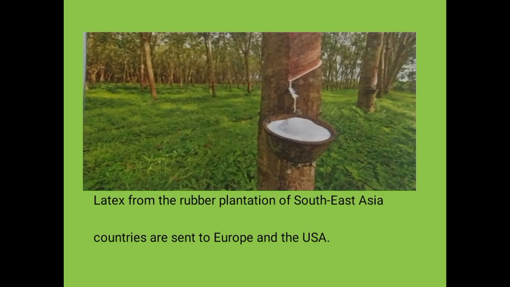Similarly, the car manufacturing companies of Europe and the USA import rubber for tires from Southeast Asian countries, whereas the chocolate manufacturing companies of Europe import cocoa from the tropical regions of South America, Africa, and Asia. Merino wool is imported from Australia. Petroleum is imported from West Asia, and so on. This way, these countries are interdependent on each other.